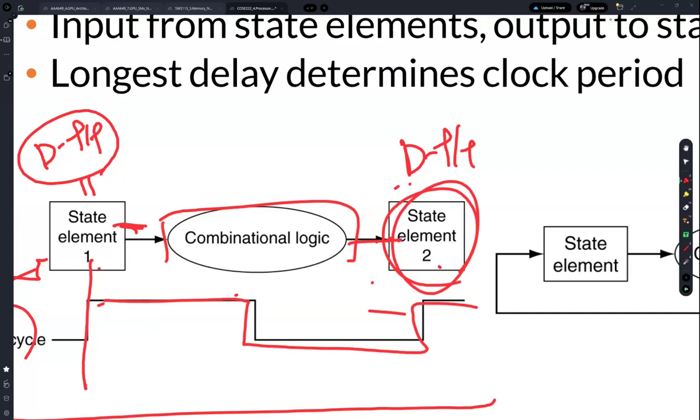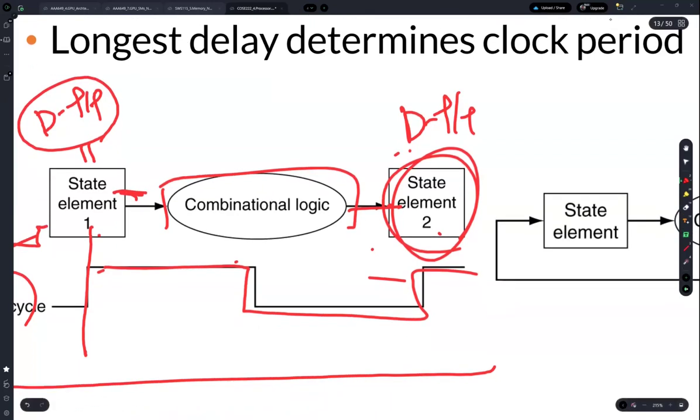CPUs also work like this, because CPUs are very complex digital systems. It means we need to use a huge amount of digital logic and components, so we need to synchronize the signals. We need to control the timing of signals. But there is a timing constraint.